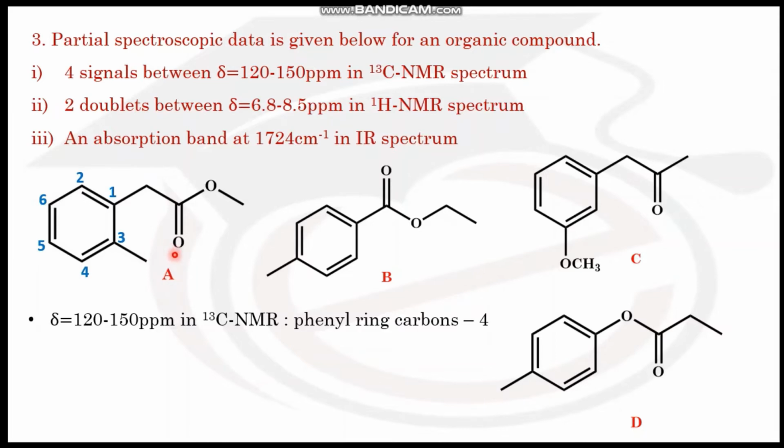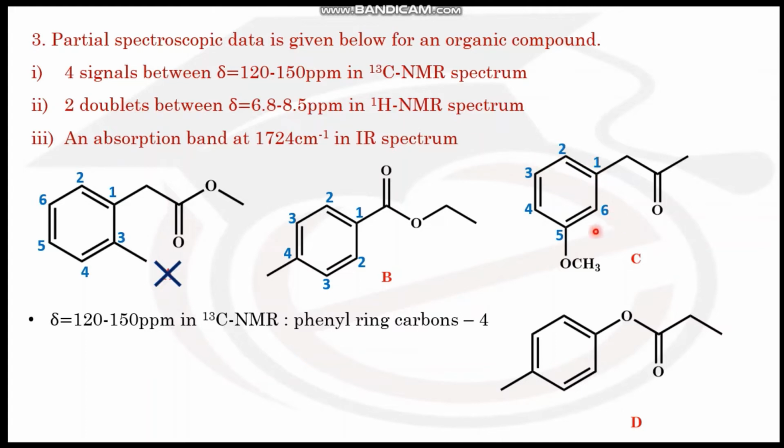Consider compound A. Here 1, 2, 3, 4, 5, 6 types of carbons are there, so we can eliminate this option. Consider B. Here 1, 2, 3, 4 types of carbons. So here 4 signals means 4 types of carbon are there, so we can take this option B.